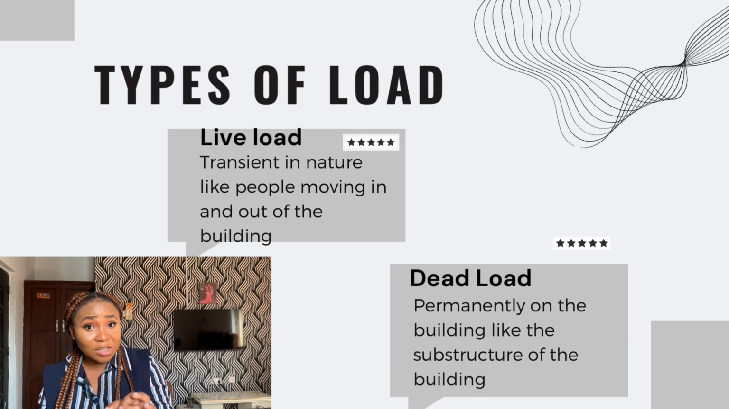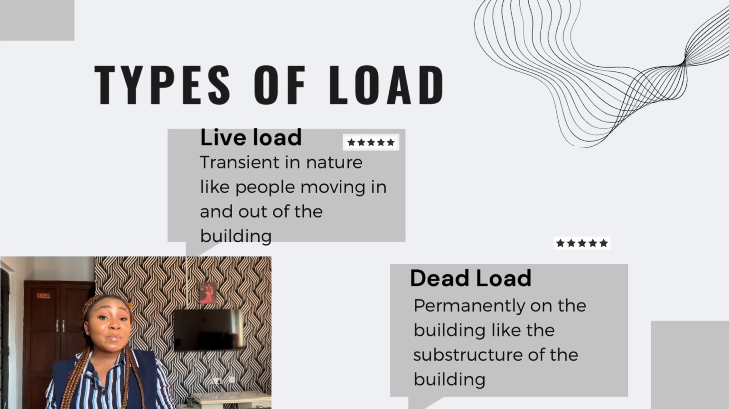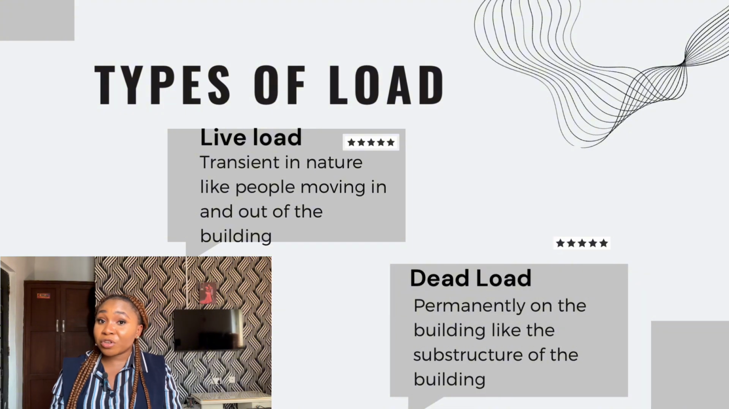When we talk about intended load, it could be a live load or a dead load. When we talk about live loads, they are transient in nature, like people moving in and out of the building. Those loads are calculated by structural engineers, as well as the dead load. Dead loads are permanently on the building, like the substructure of the building and its finishes and facade.